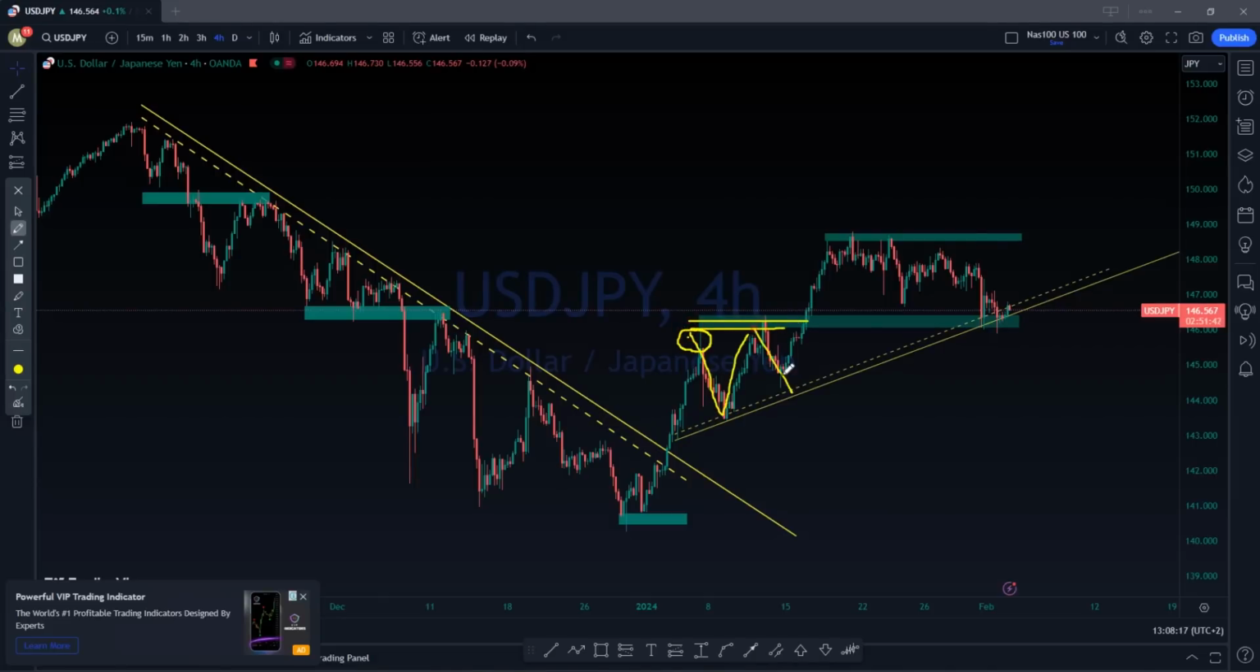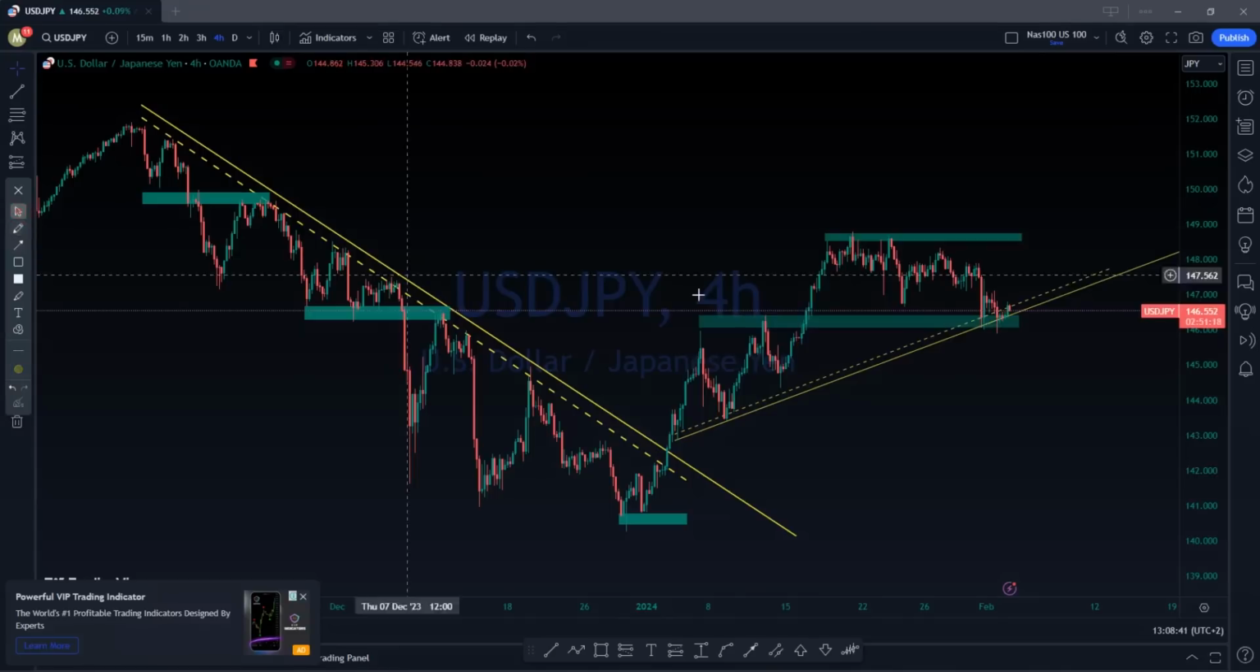If it respects, then it's cautious. We have to be careful, because what if the market starts to respect this and starts to push lower? So we just have to mark it, because this is gonna be our first resistance. Above this resistance, it's where we're gonna continue buying.